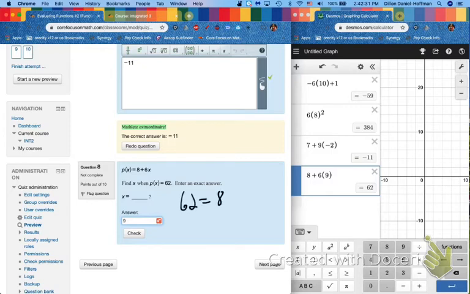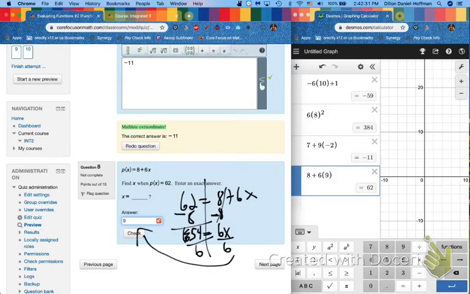62 equals 8 plus 6x. I could subtract 8 from both sides. Get 54 equals 6x. Divide by 6. Sure enough, that's 9. So there are 2 ways of getting these problems.